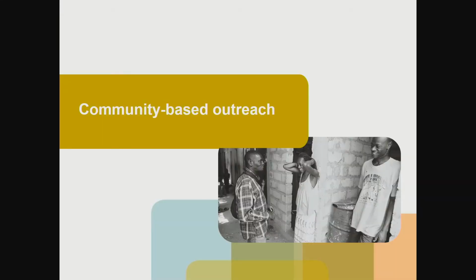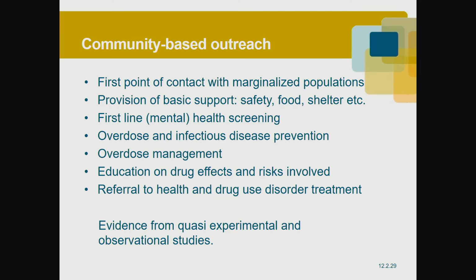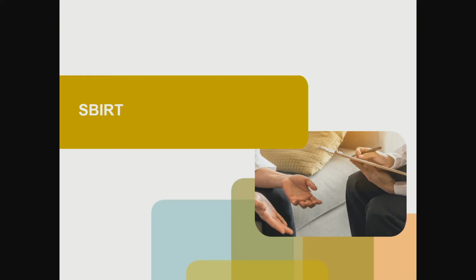So according to the standards, we have community-based outreach, very important as the first point of contact with the patient: teams going out in the streets to find the people who are in need of social support, of course, reducing the health and social negative consequences of drug use, overdose prevention, education, and any intervention that can also invite and attract the patient to come and use the services.